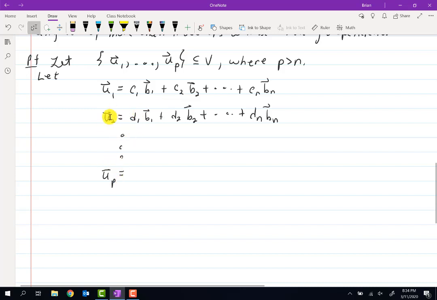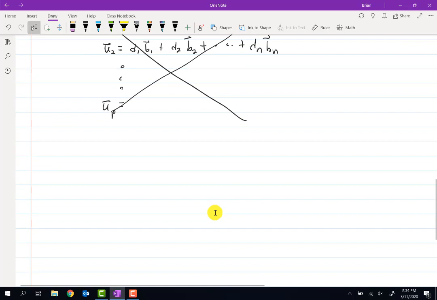I don't know how to describe a general U thing. So let's get rid of this, and I'm going to try this again. Here's what I'm going to try. Instead, I'm going to let U1 be equal to C11 B1 plus, let's say, C21 B2.